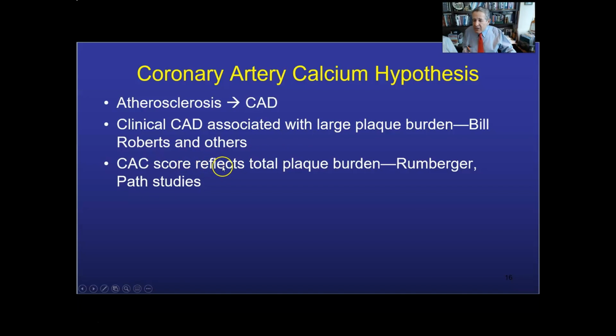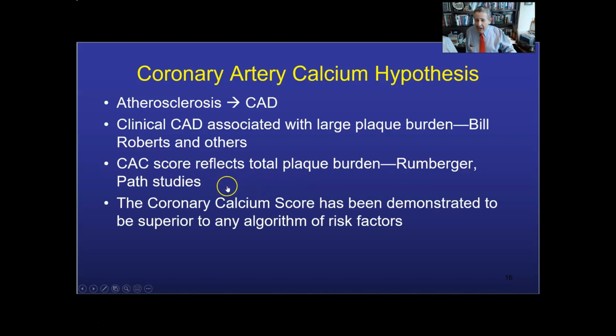The calcium score reflects total plaque burden, and Dr. Rumberger and others at the Mayo Clinic taught us this a long time ago. And the coronary calcium score has been demonstrated to be superior to any algorithm of risk factors because it really integrates all the risk factors together. So why?